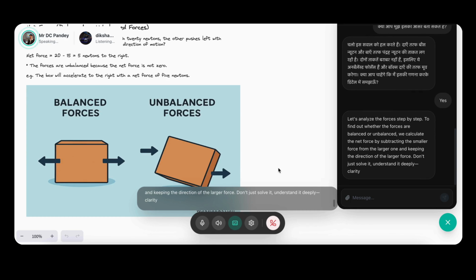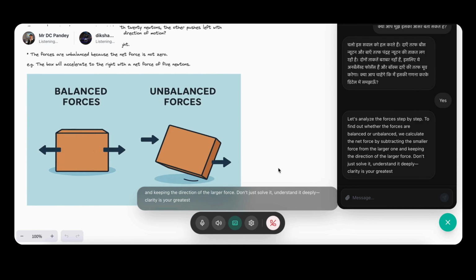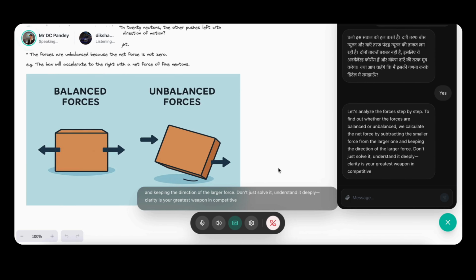Don't just solve it, understand it deeply. Clarity is your greatest weapon in competitive exams.